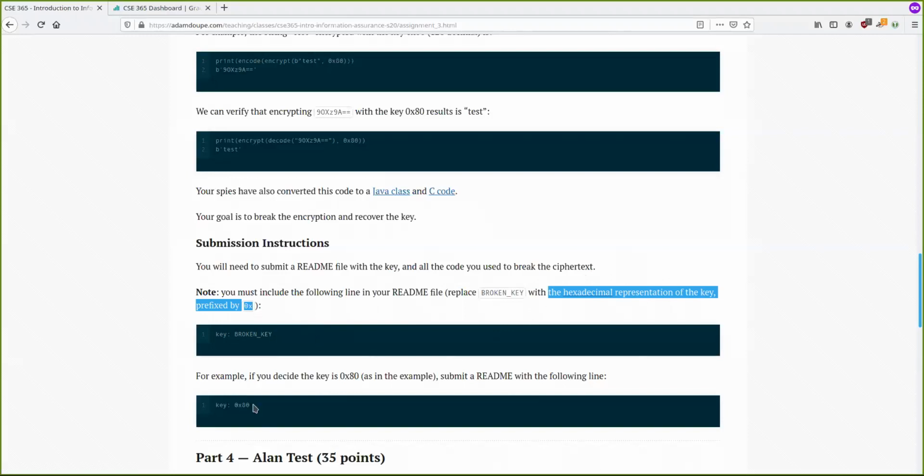Right? So as an example that you can see here, if the key that you used for decrypting the ciphertext is 0x80, you submit it in this format. 0x80 is the decimal number 128. Okay.